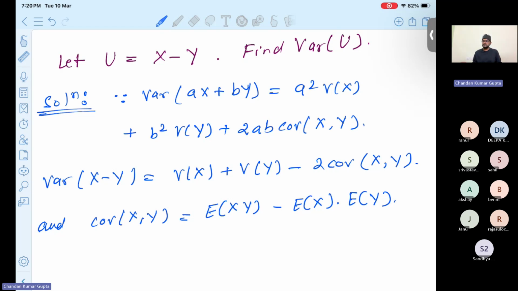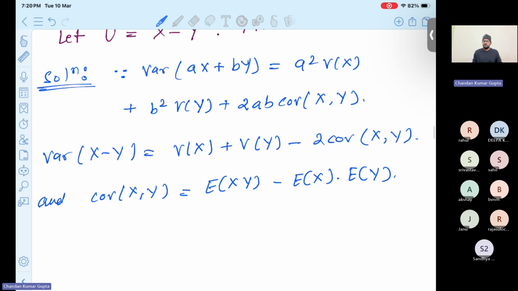Then from there, expectation of x, then expectation of y, then expectation of xy, then variance of x, then variance of y, then covariance, and at last, putting those values in the variance of x minus y expression, we will find the variance of u. Okay, a simple step, but a laborious, tedious task.